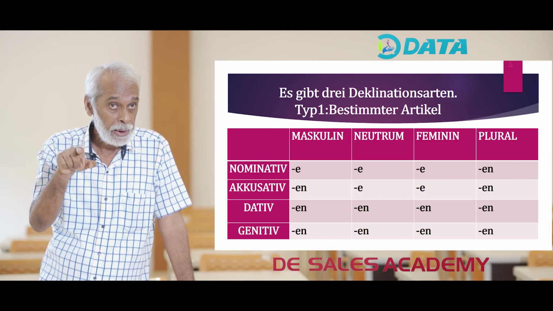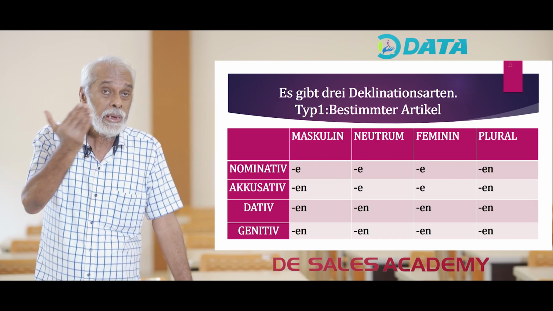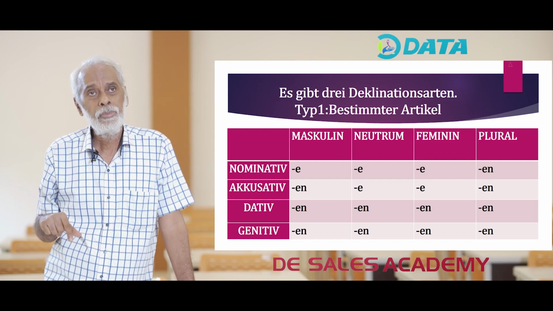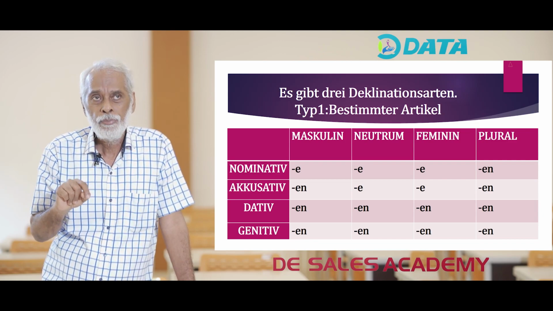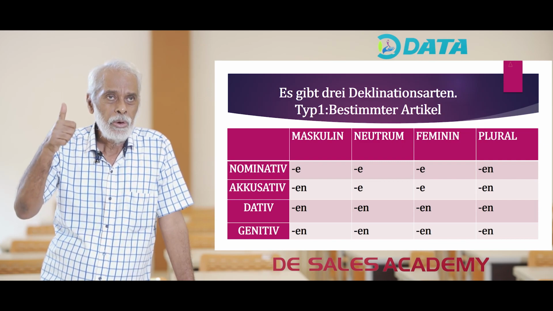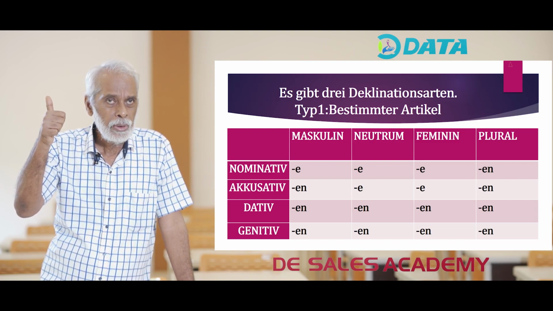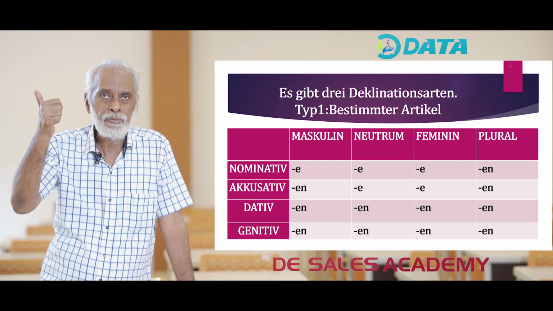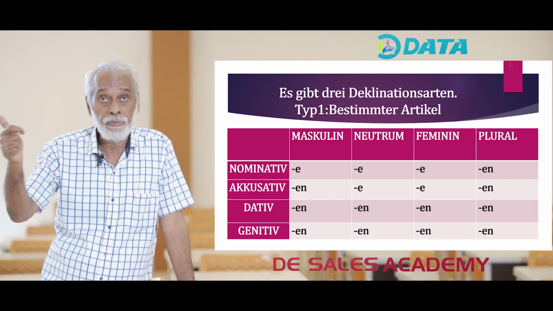And if you have a look at that, the ending en is predominating all other types. Only in 5 places there is an E. That is in nominative masculine singular, nominative neutral singular, and nominative feminine singular, and then accusative neutral and feminine.